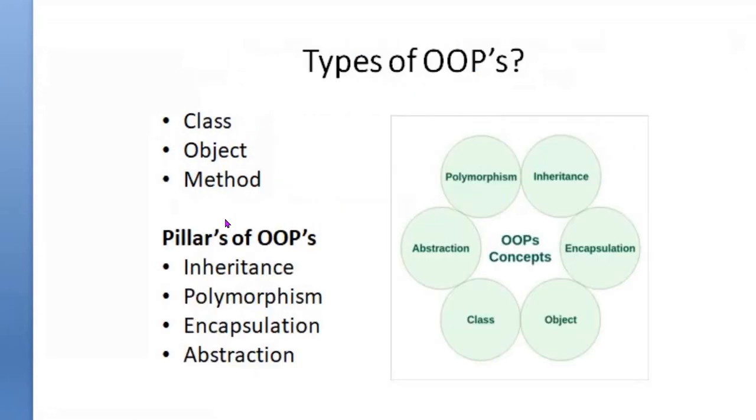Types of object oriented programming: class, object and method. Object oriented programming has inheritance, polymorphism, encapsulation and abstraction.